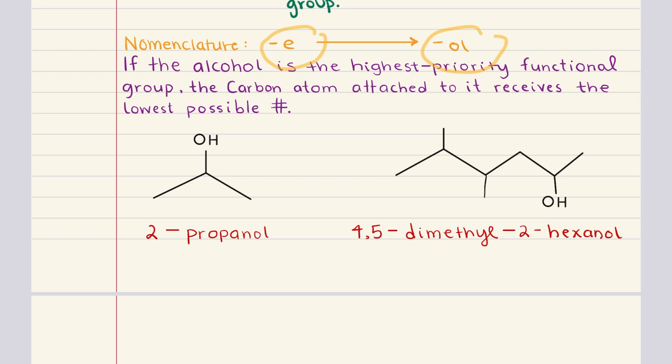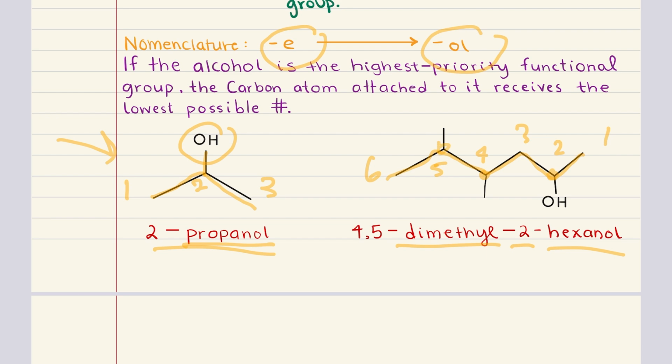For example, if we start with propane and we replace one hydrogen with a hydroxyl group, the name changes to propanol. Then it's important to number the carbon chain in such a way that the hydroxyl group receives the lowest possible number. So for this molecule, the name is 2-propanol. In 4,5-dimethyl-2-hexanol, the longest carbon chain is 6 carbons long, and the hydroxyl group is on carbon 2, and then the 2 methyl groups are on carbons 4 and 5.